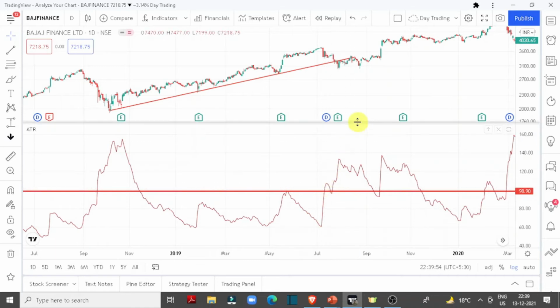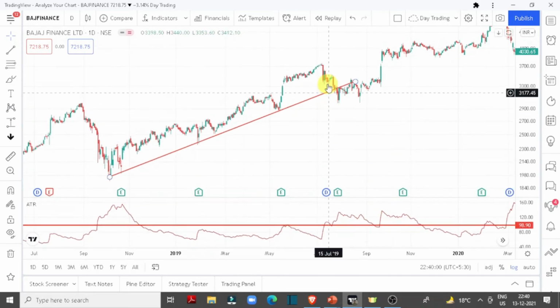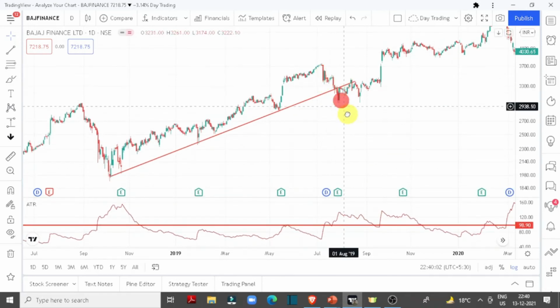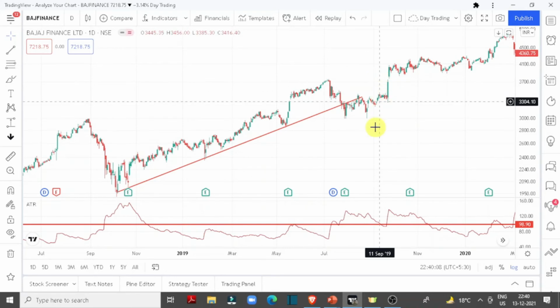You can see that. So if the ATR is going up, then it is telling you that the volatility may rise, right? And volatility rises when the market goes down, because the market goes down very sharply most of the time, and it does not come up very sharply most of the time.